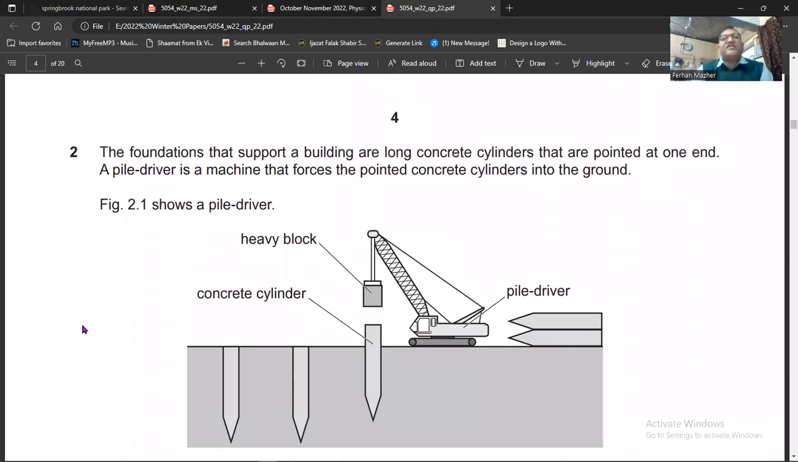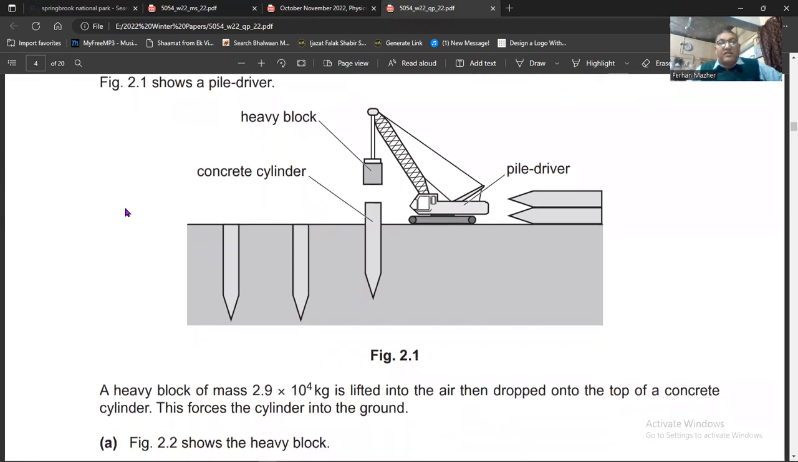Question number 2. He says the foundations that support a building are long concrete cylinders that are pointed at one end. A pile driver is a machine that forces the pointed concrete cylinders into the ground. Figure 2.1 shows a pile driver. Okay, so this is the heavy block. This is the pile driver. These are those concrete cylinders. So it is dropped on them. So when it drops, it goes into the ground.